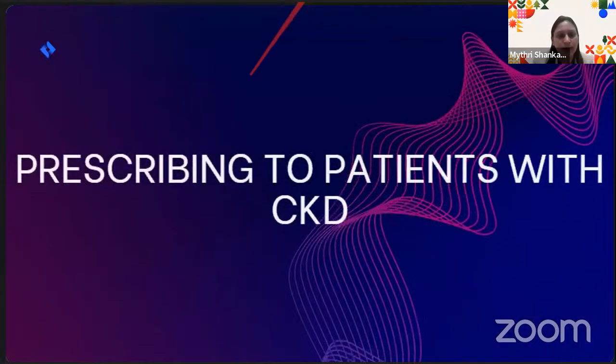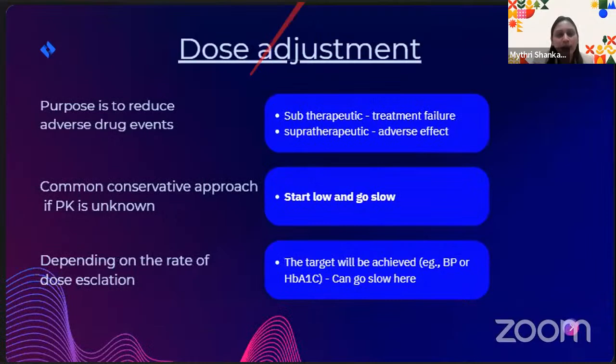So how do we prescribe to patients with chronic kidney disease? We have to aim to reach the therapeutic target. We should avoid subtherapeutic range. It will cause treatment failure, and supratherapeutic range will cause adverse effects. So the common conservative approach is to start low and go slow. And depending on the rate of dose escalation, we have to look at whether we have achieved the target blood pressure or the target HbA1c. So we can go slow here. We have to just keep monitoring the target.